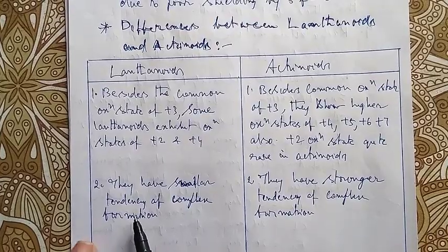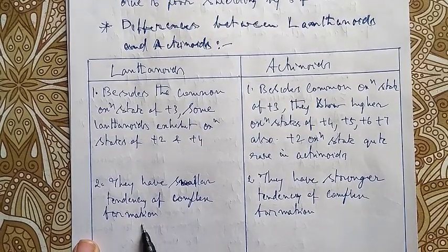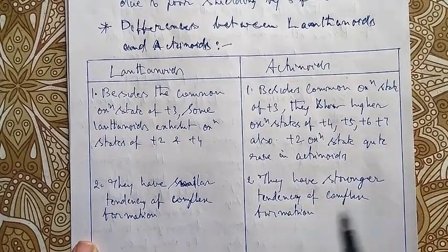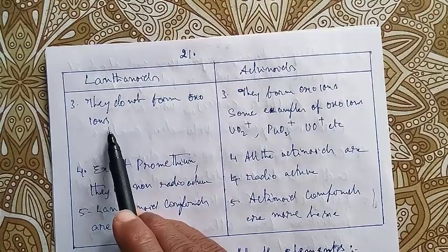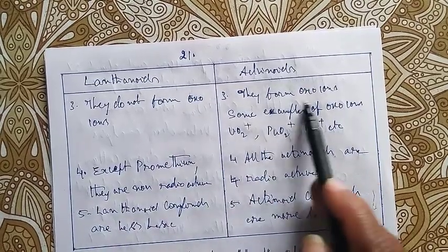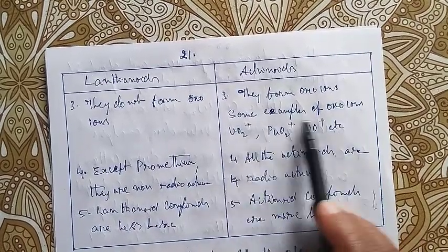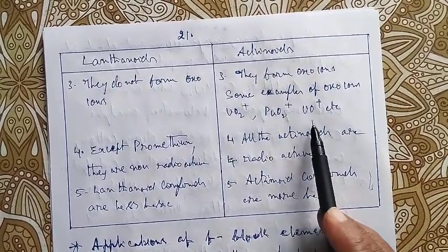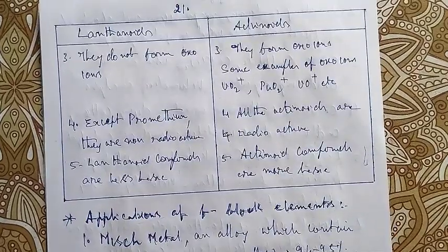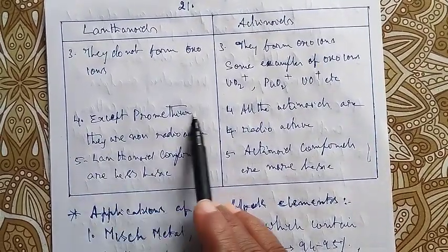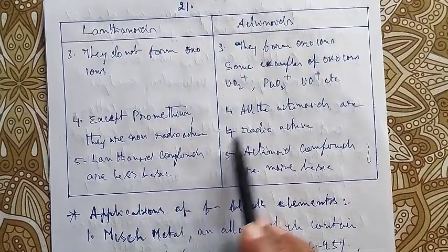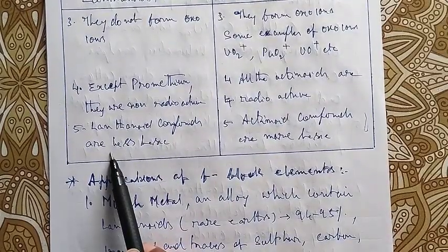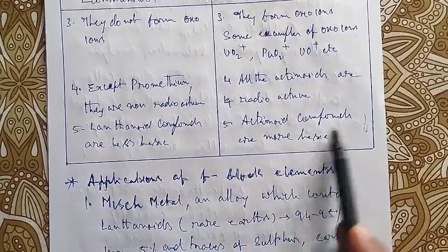Lanthanoids have a smaller tendency to form complexes, whereas actinoids have a higher tendency to form complexes. Lanthanoids do not form oxoions, whereas actinoids form oxoions. Some examples of oxoions are UO2+, PuO2+, UO+, etc. Except promethium, lanthanoids are non-radioactive, whereas all the actinoids are radioactive in nature. Lanthanoid compounds are less basic, whereas actinoid compounds are more basic.